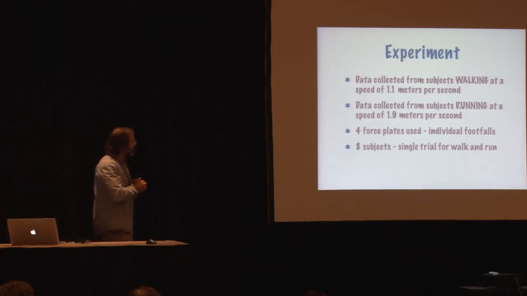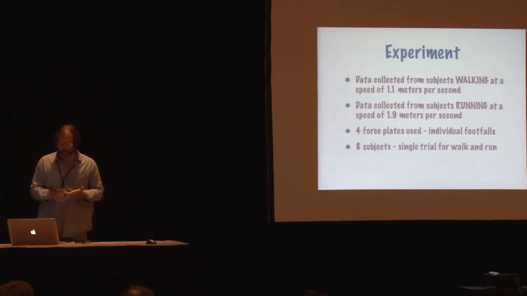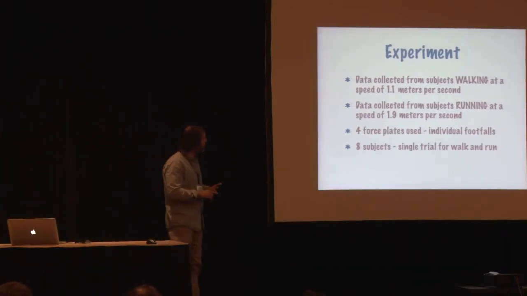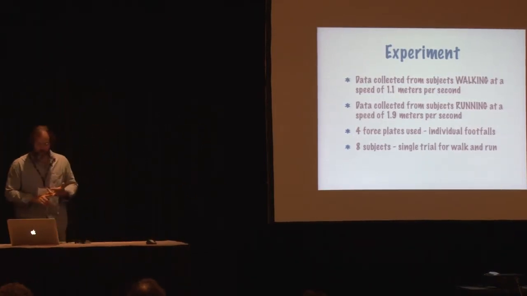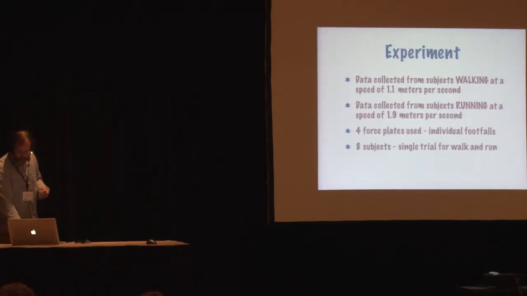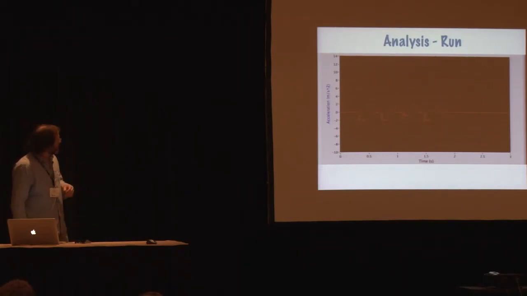Our experiment considered only one speed of walking, rather slow walking, 1.1 meters per second, and rather slow running as well, only 1.9 meters per second, and we used 4 force plates in a series, only 8 subjects, and we only took one trial of walking and one trial of running from each subject. So it's not a huge study for stats and things. This is just to give you a reality check of what the data look like.